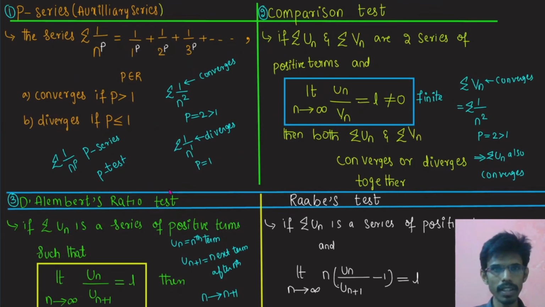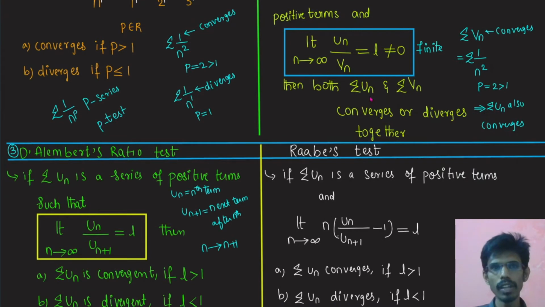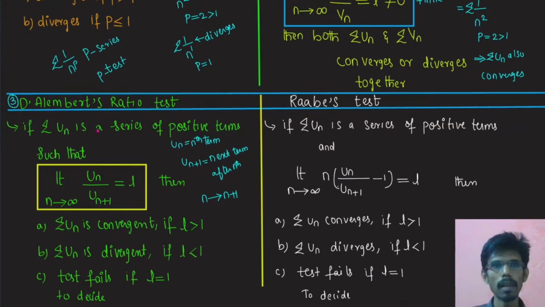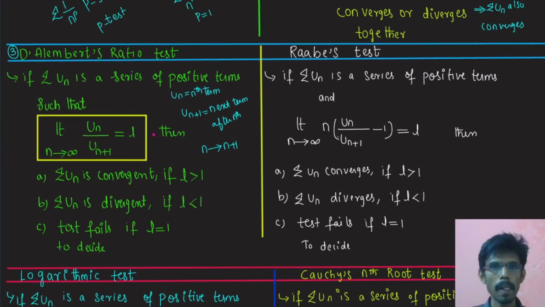First, the procedure is we check whether the given series is a P series. If not a P series, we try to use the comparison test. If we are able to find the convergence or divergence from the comparison test, then go for it. If we are unable to find it by the comparison test, then go for D'Alembert's ratio test. If we are unable to decide by D'Alembert's ratio test, then we go for Raabe's test.